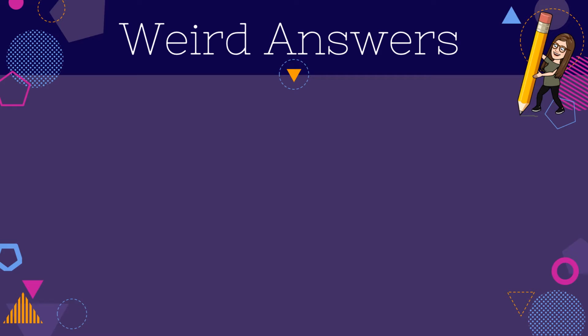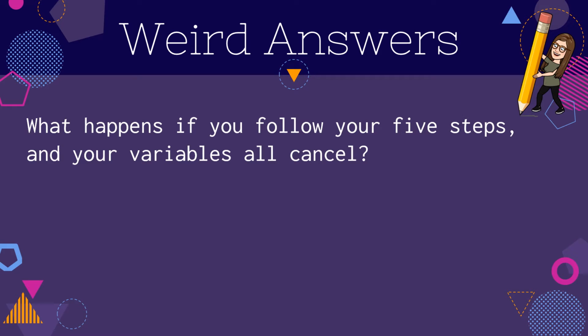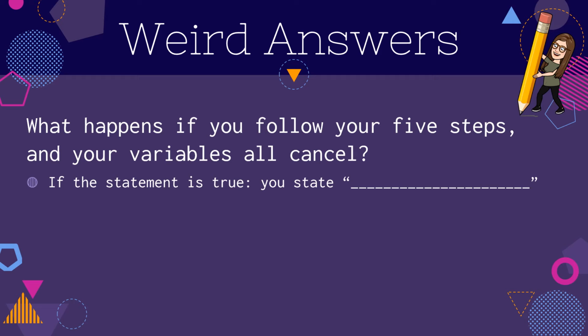When we're solving equations, so far we've gotten a lot of nice, clean answers. But what happens if you follow all 5 steps and all the variables cancel, meaning we're left with 2 numbers? If you look at the 2 numbers and the statement is true, for example, like if I get 5 equals 5, that's true, then we're going to say that there is infinite solutions.